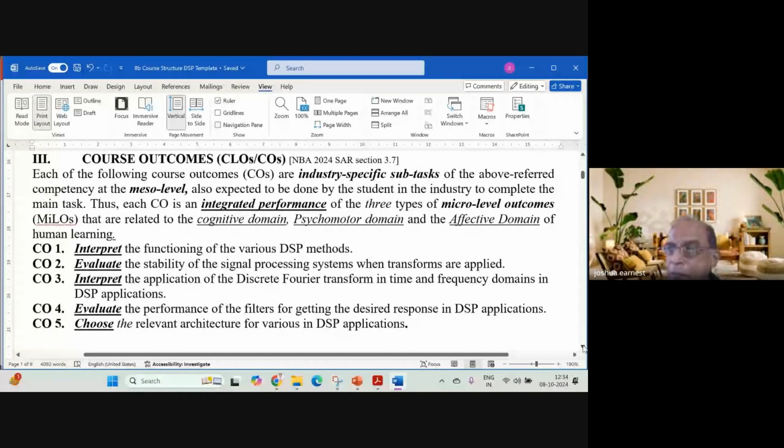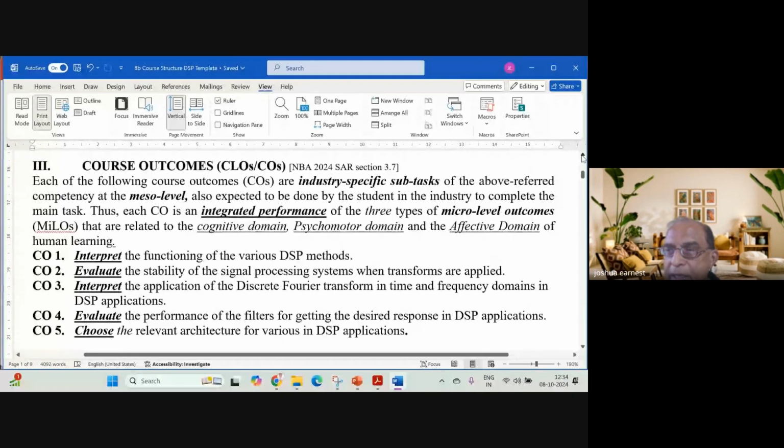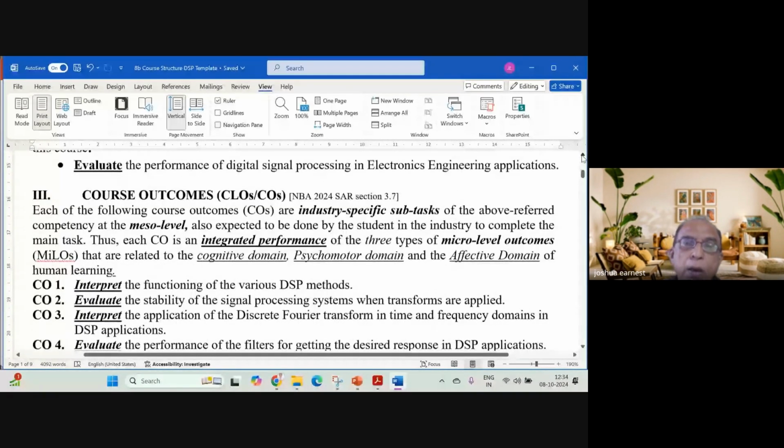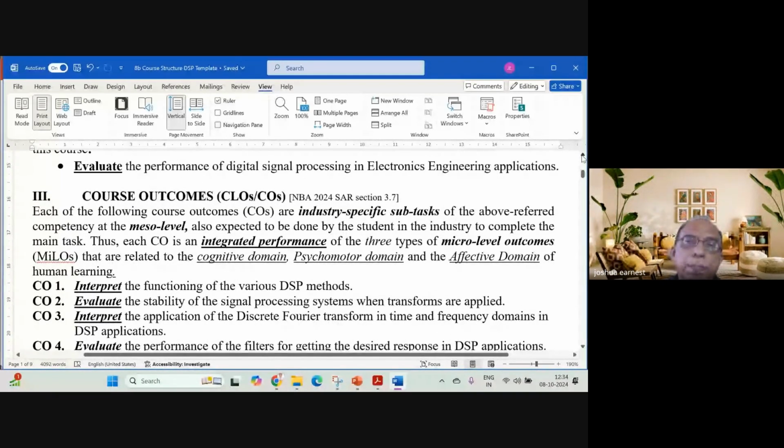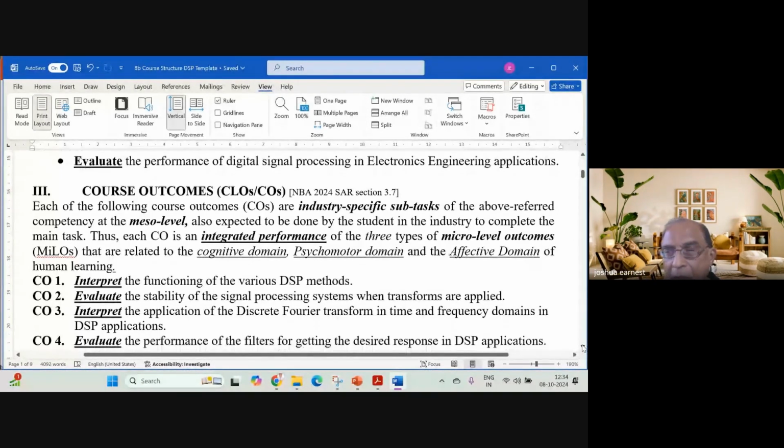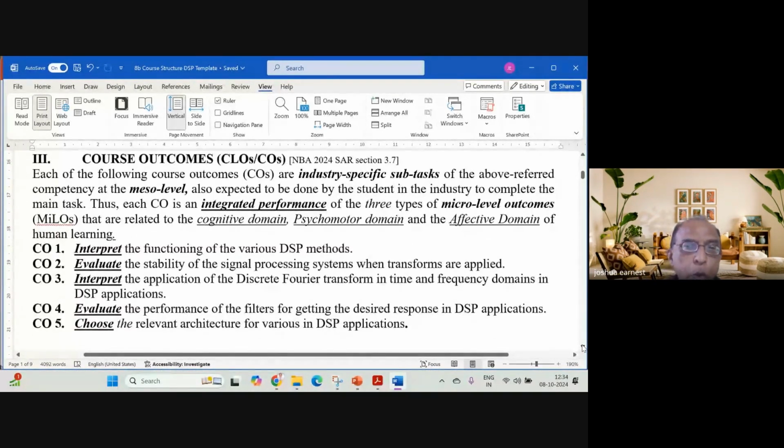If your competency is a graduate level competency, it is starting with the word evaluate. So in the CO also, or the CLO also, you should have at least 2 or 3 evaluate level course outcomes, so that the competency is achieved.